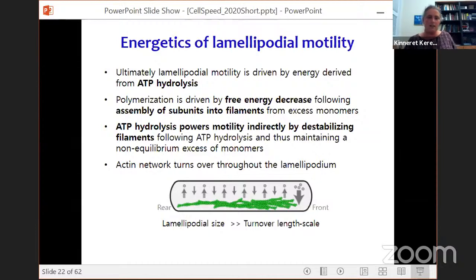But in these cells, it's been nicely shown that you can have a single lamellipodium, but it also depends on the properties. For example, there are experiments from the Theriot lab where you play with the myosin and you can get multiple lamellipodia in a single cell rather than one.